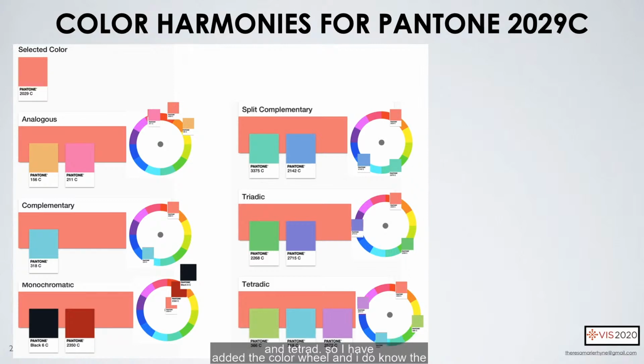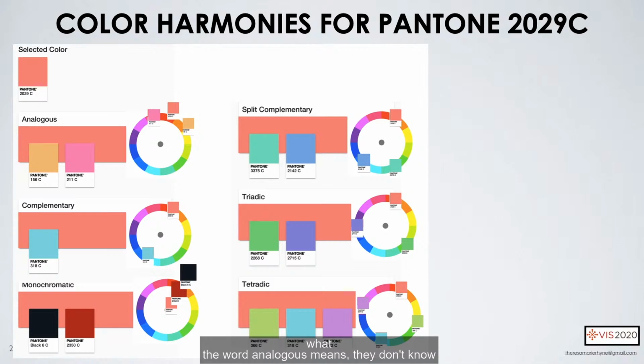So I added the color wheel, and I do know the people with X-Rite and Pantone, and I've said, you guys, and it is guys, it's two gentlemen, you really need to add a color wheel, because people don't know what the word analogous means. They don't know what the word complementary means unless they're looking at a color wheel. Of course, they might be Googling and trying to figure it out, but there are going to be a lot of people that don't know.